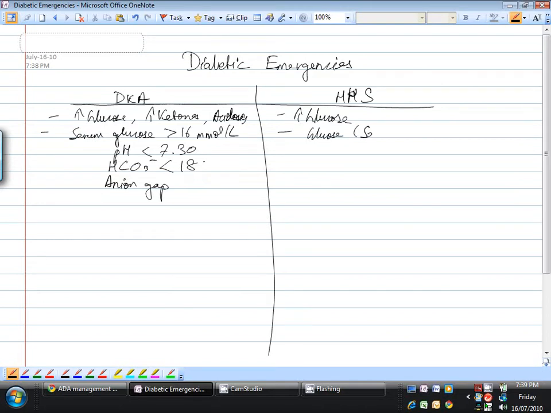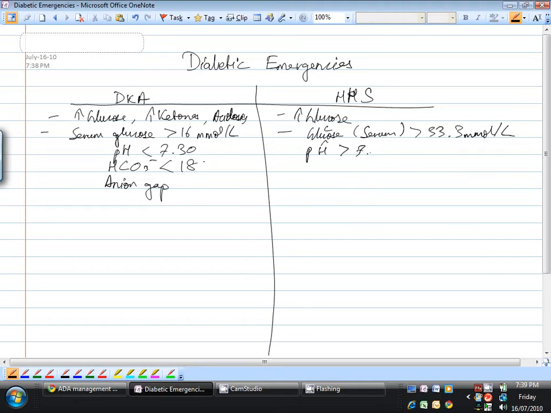is greater than 33.3, so it's usually higher. We'll get to why that is a little later. The pH is usually normal, and the bicarb is usually not all that decreased. So you can see a change in signs. Here it's less than 18, here it's more than 15. And there's not much of an anion gap. So the anion gap is less than the threshold of 12. Here it's usually greater. And of course the serum osmolality is usually significantly higher in HHS. And again, we'll get back to that later as well.